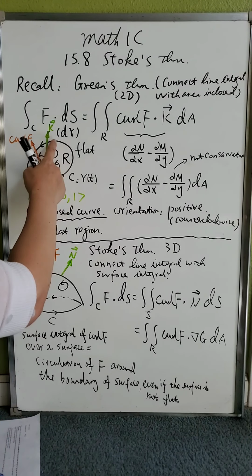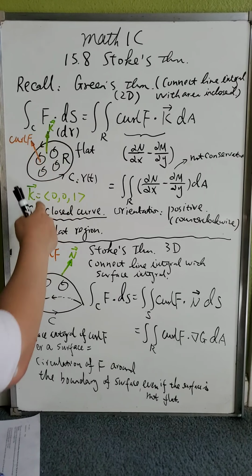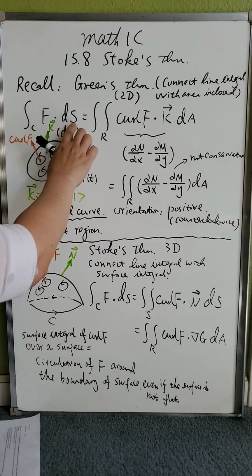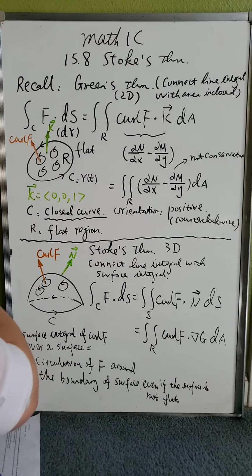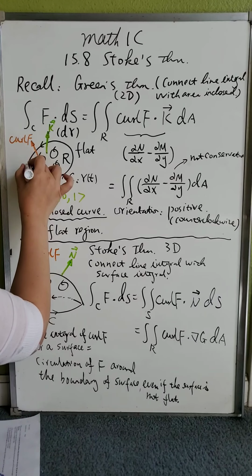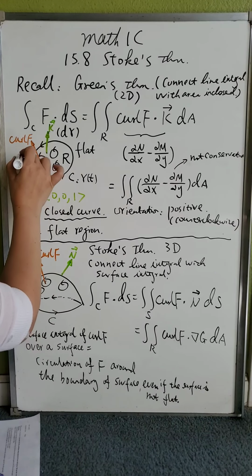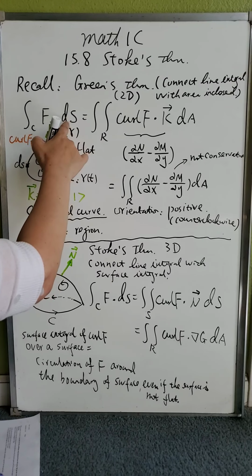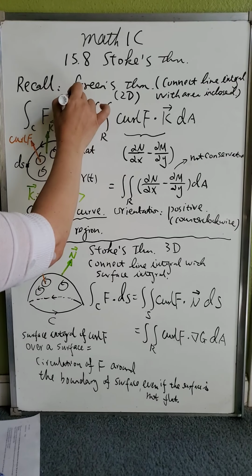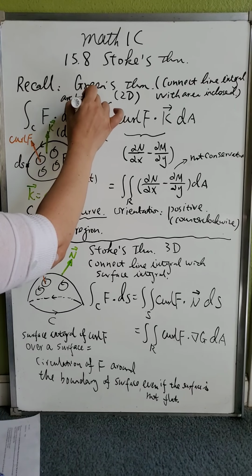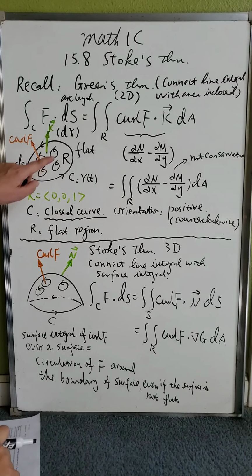Because it's a closed curve, Green used ds. This ds is arc length, right here. And in 15.2, they used dr, because they were using r(t). But it's the same thing, the same idea.